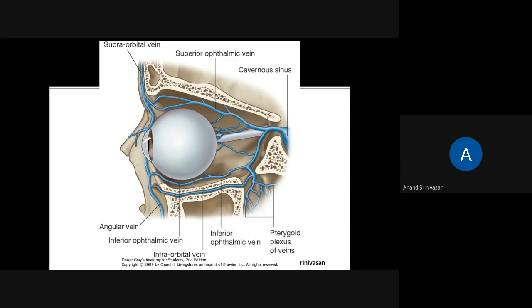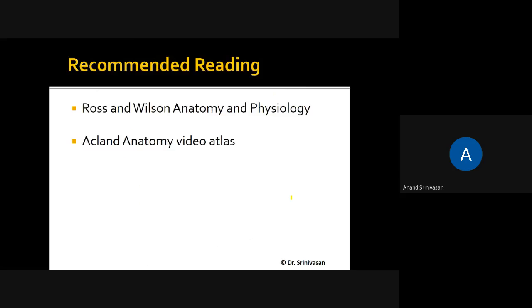And these are the ophthalmic veins. There are many ophthalmic veins, and most of them go and drain into the cavernous sinus and pterygoid plexus of veins. All right, so that's it regarding the orbit.